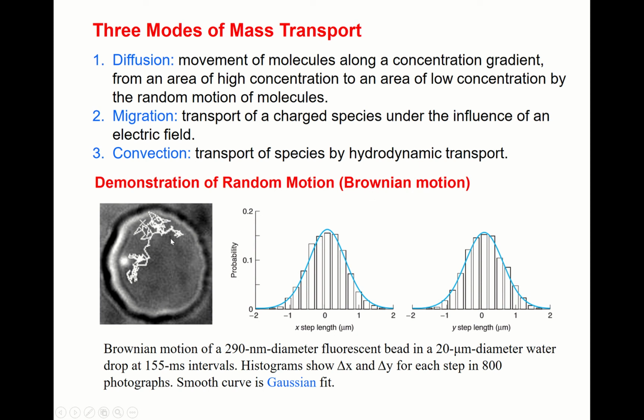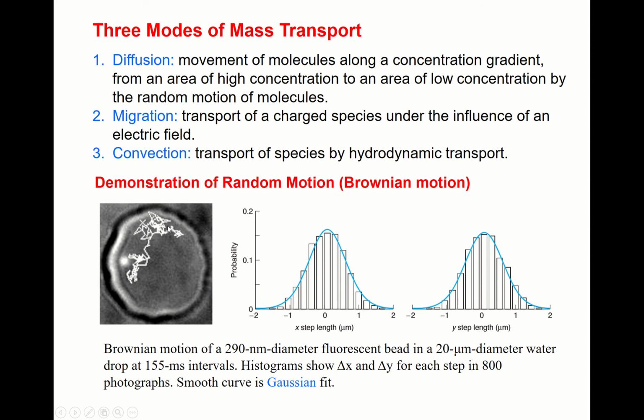Here, this is the water, and then you put a 290 nanometer diameter fluorescent bead. A very small bead, but this bead is fluorescing. So you can monitor the motion of this bead. You can monitor the fluorescence. It may start from here, then it randomly moves.